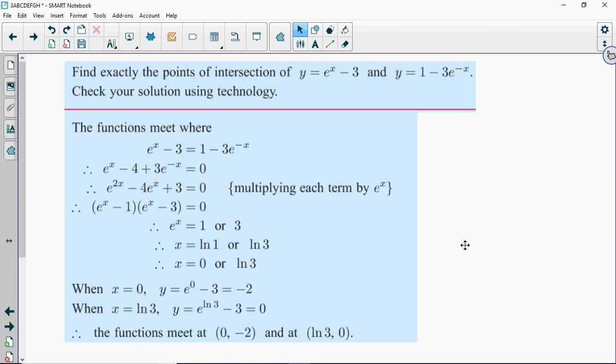But anyway, those are the coordinates of intersection, and I won't show it, but of course we could check this using technology simply by graphing each of those and then seeing where the graphs intersect. We've gone over that before. You'll just get a decimal approximation for ln of 3.